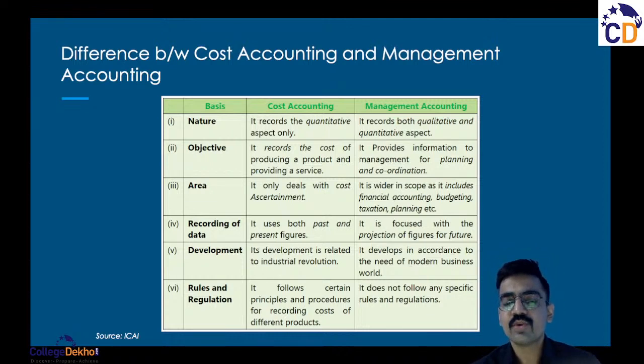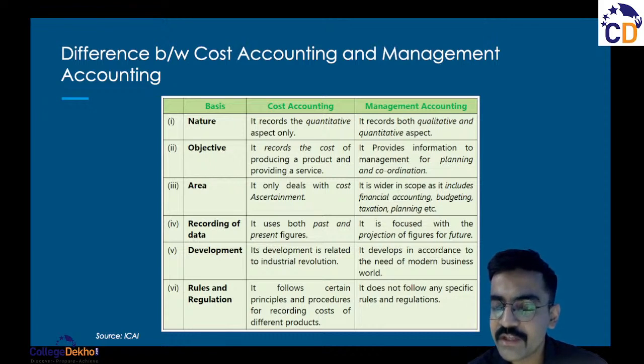Since there is no rigidity that is followed in management accounting, since it includes various types of functions such as financial accounting, budgeting, taxation, and planning, the scope of management accounting could always increase, it could always widen to include more and more functions of the business, or more and more requirements of the business, and therefore it is always in accordance with the need of the modern business world.